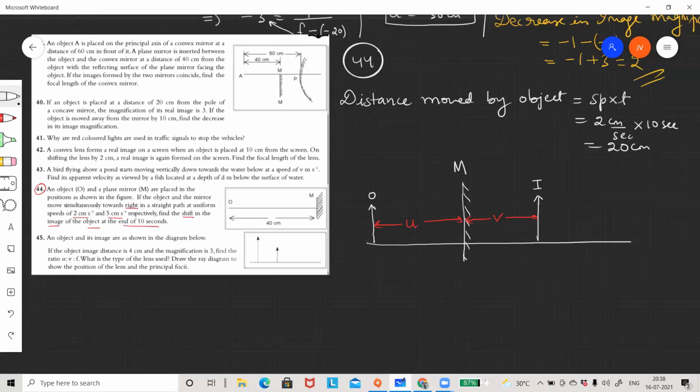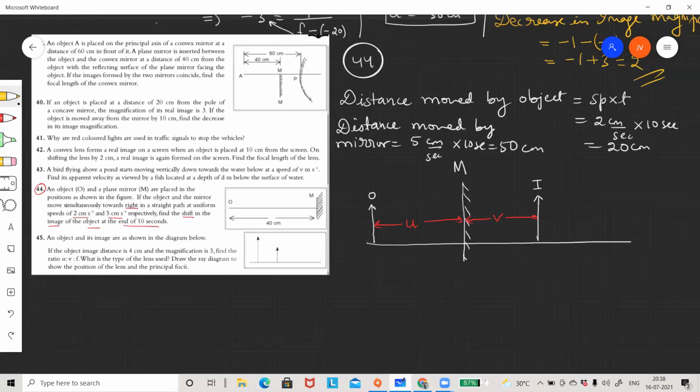Similarly, mirror is moved for 10 seconds at a speed of 5 centimeter per second. So distance moved by mirror is speed into time. So speed is 5 centimeter per second for 10 seconds. So this is 50 centimeter. All right. Okay.